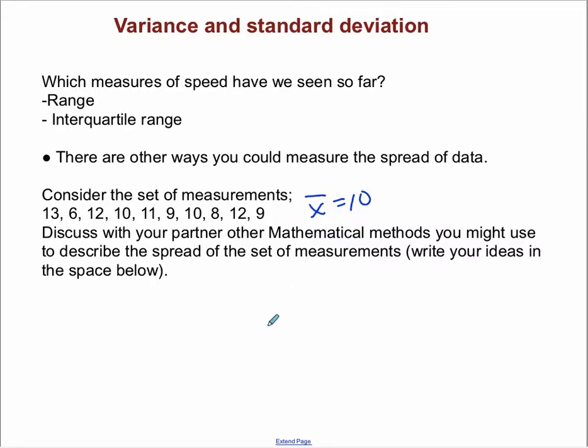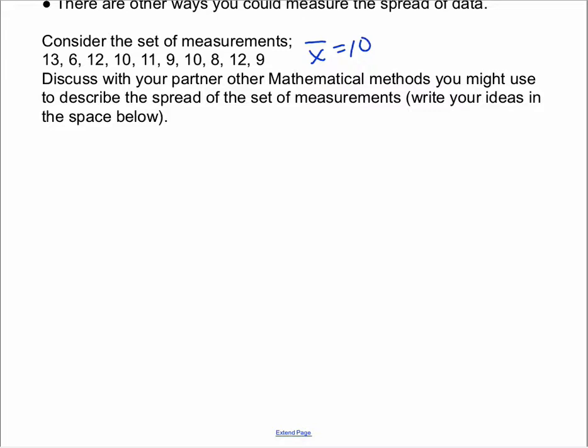Another way to look at the way the numbers are spread out is to see how far away the numbers are from 10. So for example, the number 6 is 4 away from 10, and the number 12 is 2 away from 10. So we can look at these kinds of relationships.